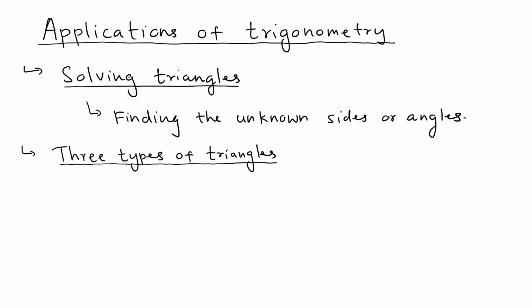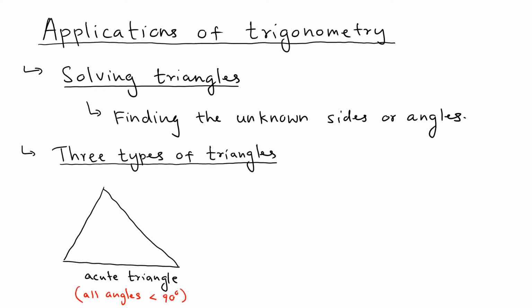There are three types of triangles. The first one is a triangle which has all the angles less than 90 degrees. An angle which is less than 90 degrees is called an acute angle. So if all the angles are acute angles, we call the triangle an acute triangle.